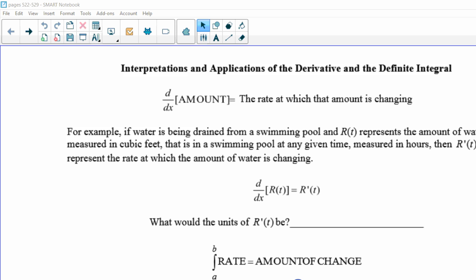Interpretations and applications of the derivative and the definite integral. What we're going to do today is start digging into some more applications, specifically of an integral. What can you use them for?